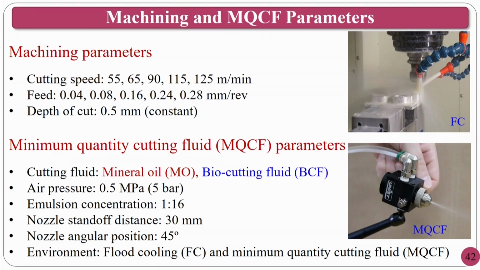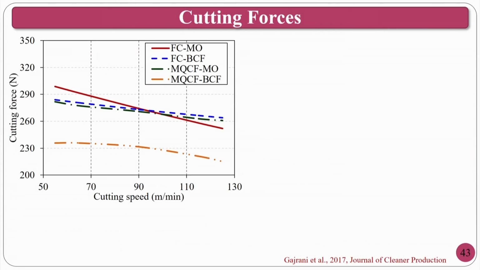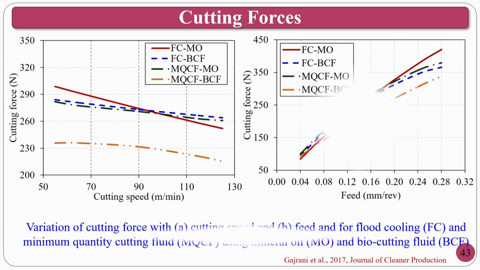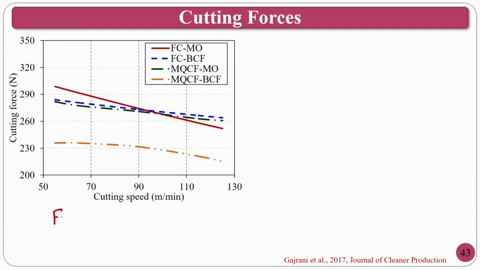How we can compare these four? Preliminary experimentation. So cutting speed and depth of cut are used in this range, and the minimum quantity cutting fluid and bio cutting fluid are used. If you see here, the cutting force versus cutting speed and flood cooling, FC stands for flood cooling. MQCF stands for minimum quantity cutting fluid.